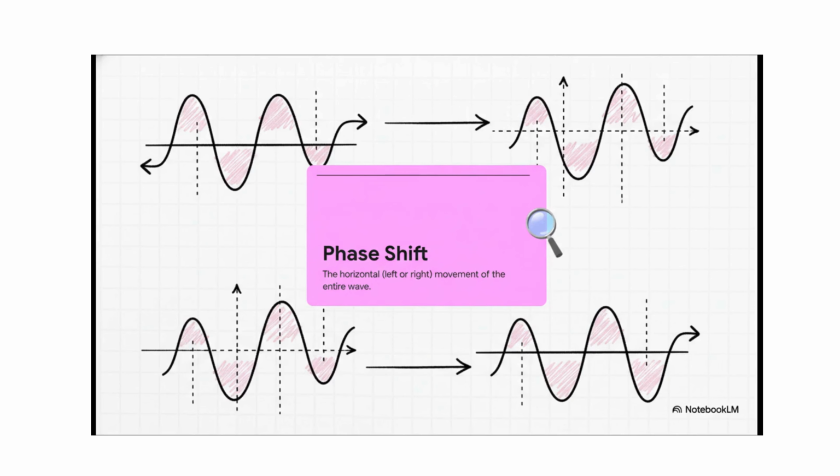Okay, last dial. This one's called the phase shift. And this is probably the easiest concept of the 3. It's just sliding the whole wave left or right. That's it. You're not changing its height, you're not changing its speed, you're just changing its starting point.